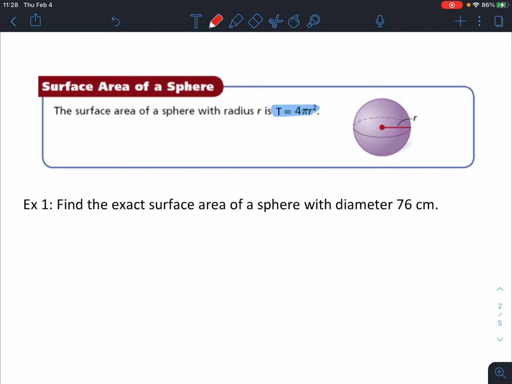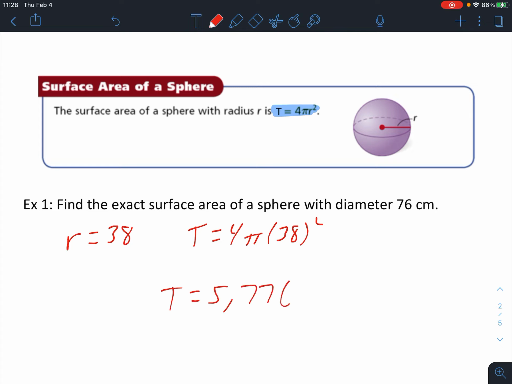All right, so if we're asked in example 1 to find the exact surface area of a sphere, all you know is the radius, which is half the diameter, or 38. So our total surface area is 4 pi r squared. All right, it says to find exact, so do not type the pi in your calculator, and we get this, 5,776 pi square centimeters.